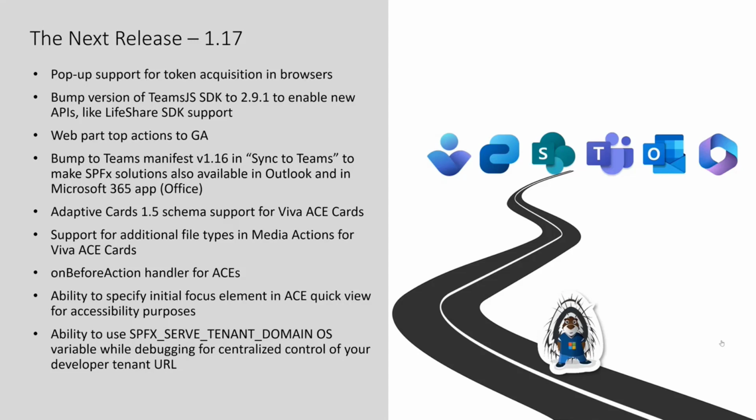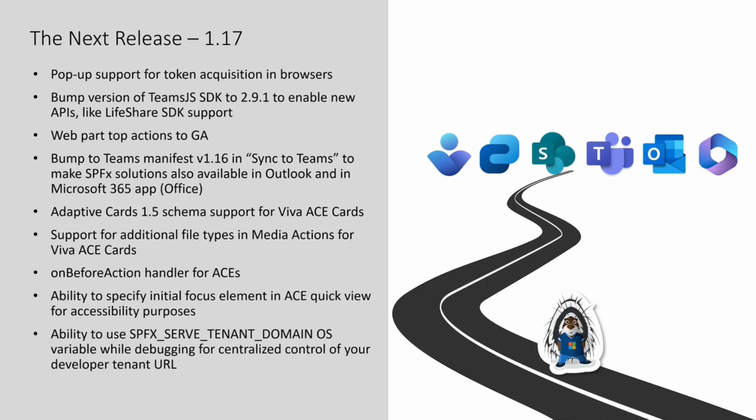We now support pop-up flow for the token acquisition in browsers. We bumped the version of Teams.js SDK to 2.9.1, which is the latest one for Teams.js. Web part actions now go GA. We also bumped the Teams manifest to 1.16. When you click on sync to Teams or add to Teams in the modern experience, if you have personal apps enabled, your app will be automatically available not only in Teams, but also in the Microsoft 365 app and in Outlook as well.